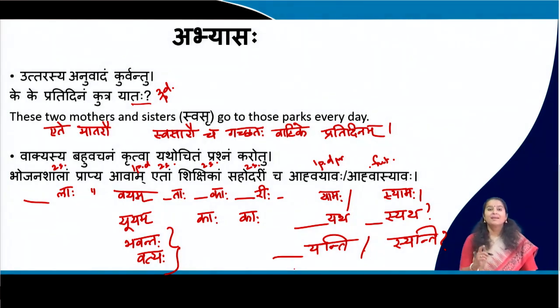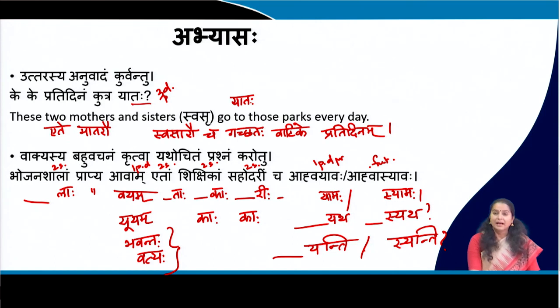But before we move on, let's just make sure that the sentences are completely right. So we've got here, these two mothers and sisters, swasra, go to those parks every day. Ete matarau swasarau cha vatike pratidinam gacchataha. So there's a small change here. Here we've used the word yataha and here it's gacchataha. In terms of meaning, it doesn't make a difference. But just to keep the consistency, we can say yataha. Astu. I hope that's fine.